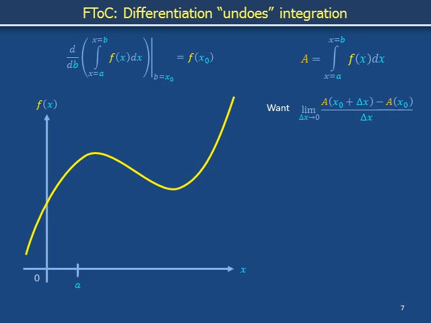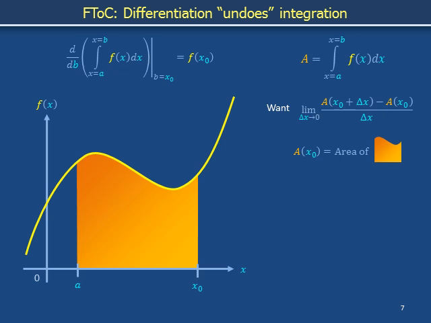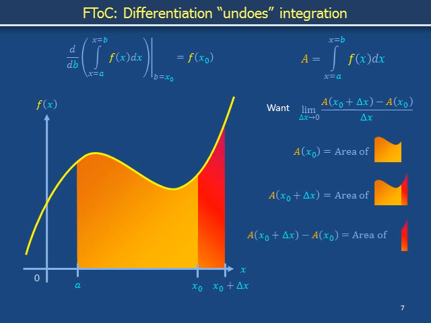Choose this position for the boundary x equals a and choose this position for x naught. The area associated with x naught is the area of the region shaded in orange. The area associated with x naught plus delta x includes the area shaded in orange and an additional area shaded in red corresponding to the area under the curve between x naught and x naught plus delta x. The difference between the area associated with x naught plus delta x and the area associated with x naught is the area of the sliver shaded in red, which can be thought of as the combined area of this purple rectangle and this green wedge.